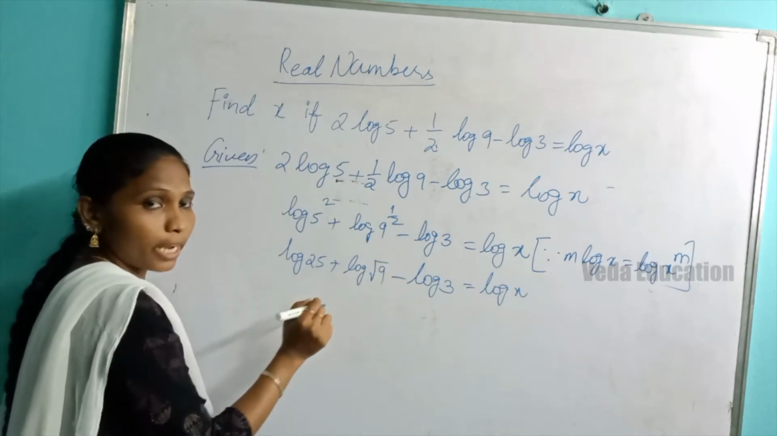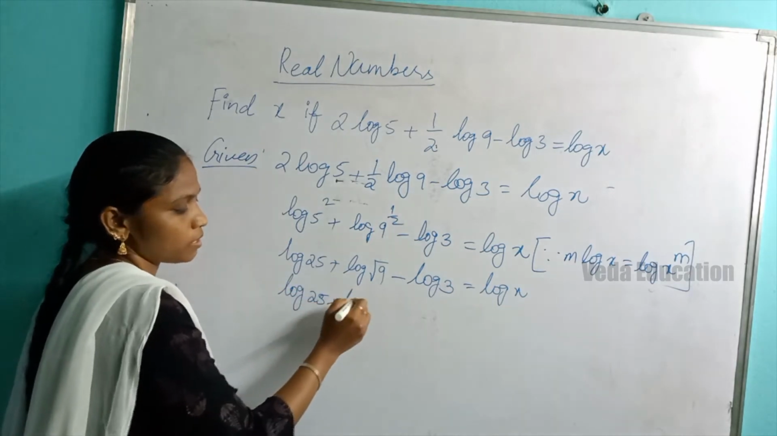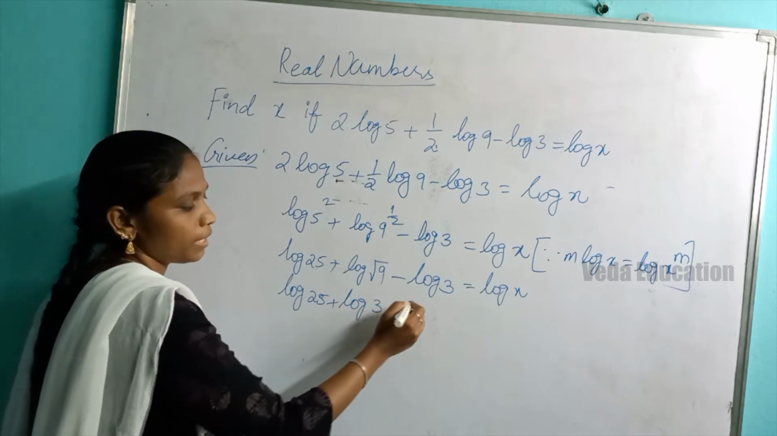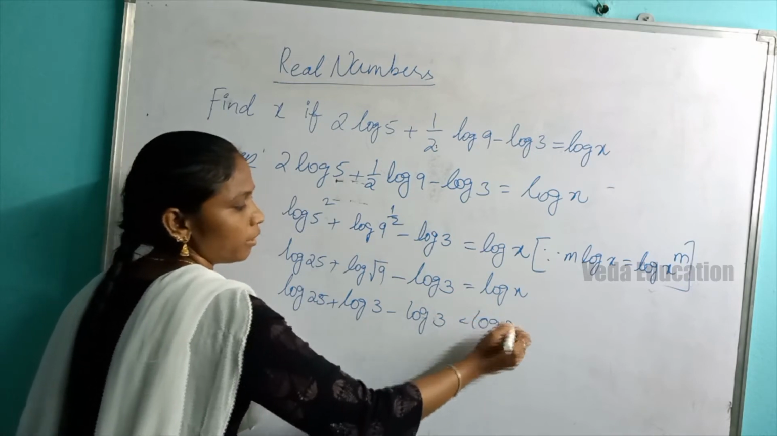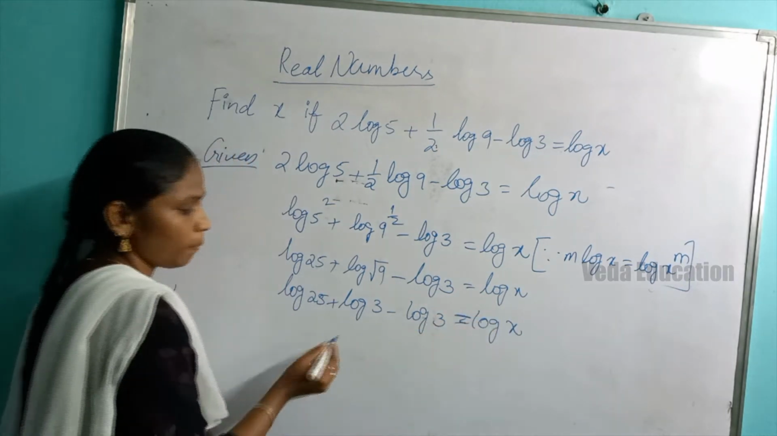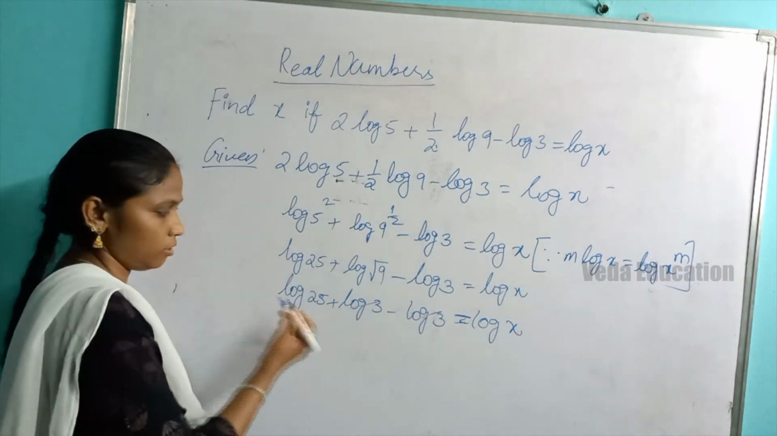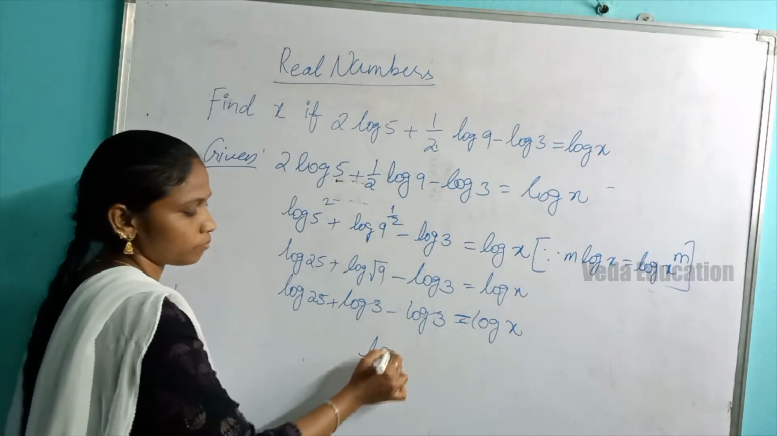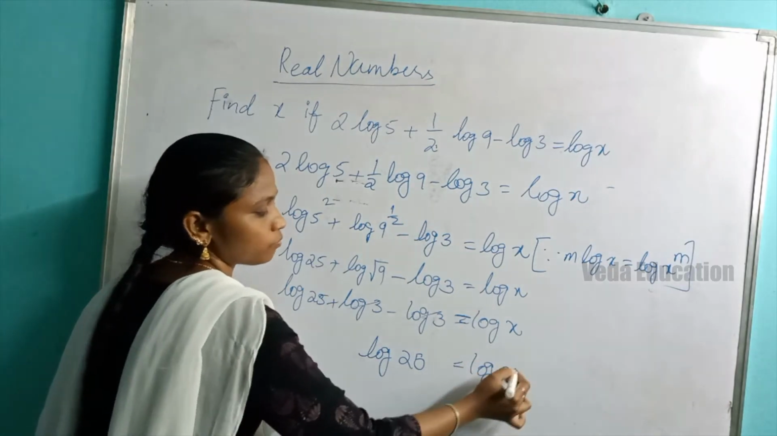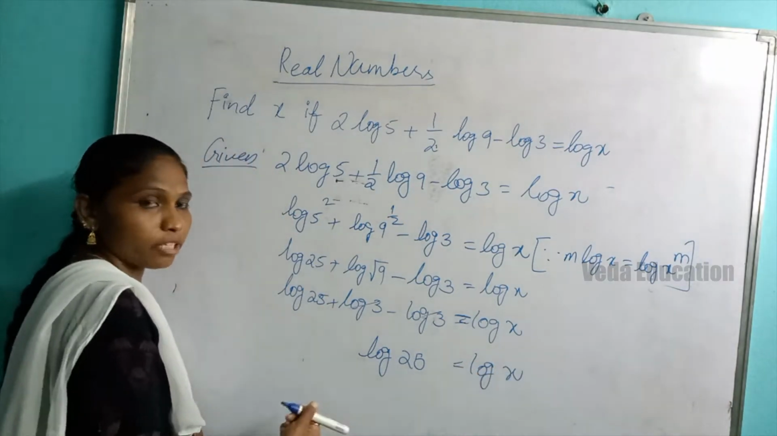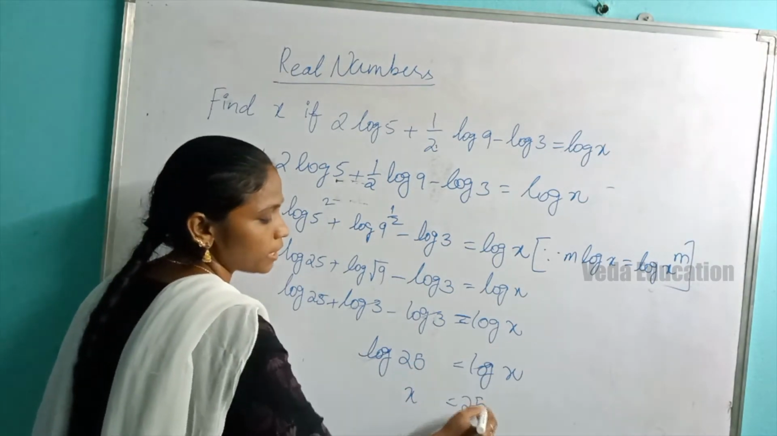Now what is the value of root 9? Log 3. Log 25 plus log 3 minus log 3 equal to log x. Okay, so here we have log 3, log 3, like terms you can cancel. So which is left? Log 25 equal to log x. If on left and right you have the logarithm, you can cancel. Now what is the x value? 25. So the value of x is 25.